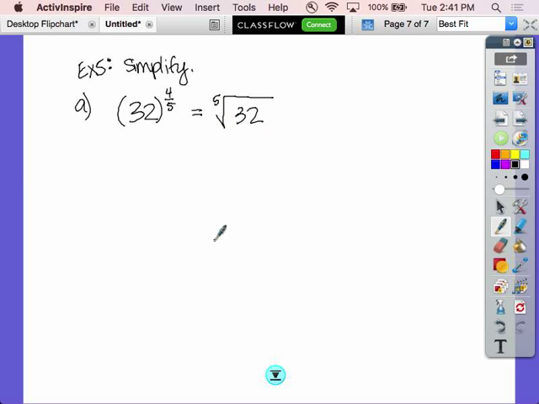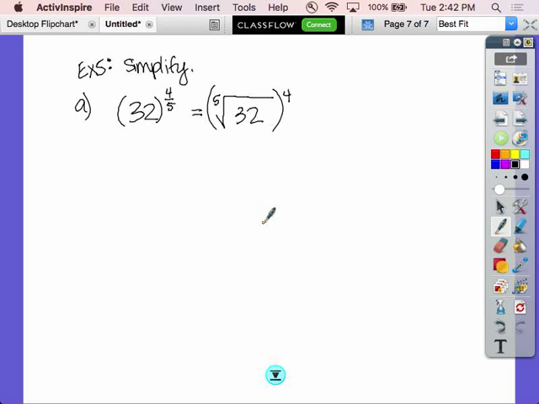Now we have to make a choice about where to put the 4. Do we want to start by taking the 5th root of 32? Or do we want to start by raising 32 to the 4th power? 32 to the 4th power is 1,048,576. I don't want to do that. So I am going to put my power on the outside.